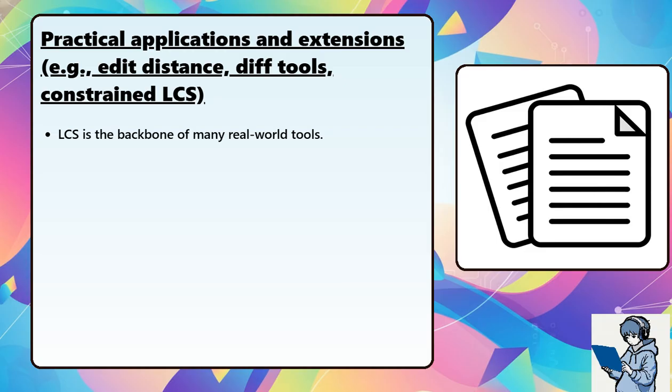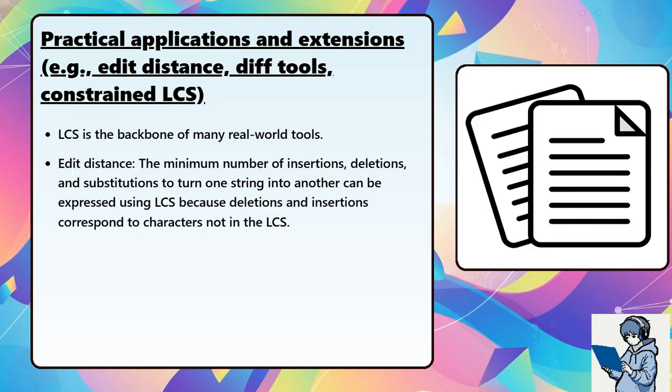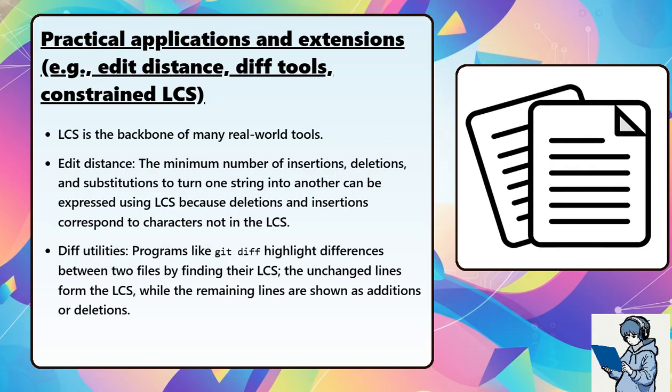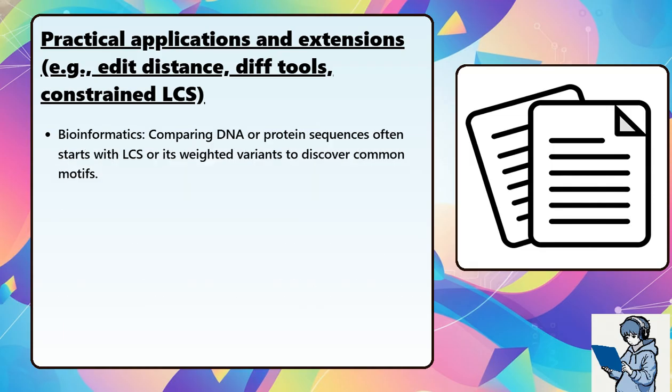LCS is the backbone of many real-world tools. Edit distance, the minimum number of insertions, deletions, and substitutions to turn one string into another, can be expressed using LCS, because deletions and insertions correspond to characters not in the LCS. Diff utilities, programs like git diff, highlight differences between two files by finding their LCS. The unchanged lines form the LCS, while the remaining lines are shown as additions or deletions.